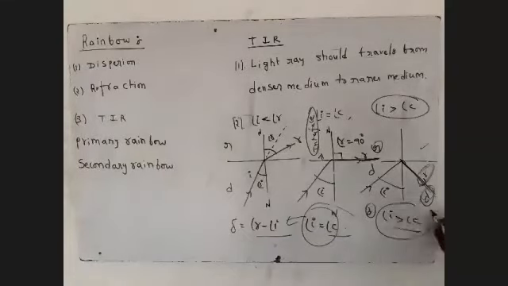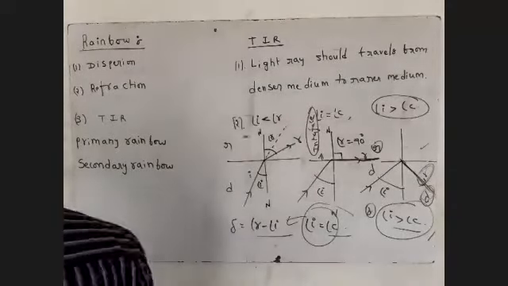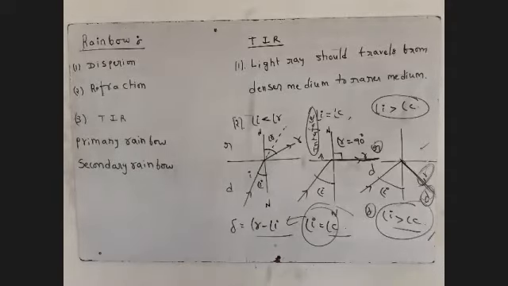In this situation, the angle of incidence is greater than the critical angle. In this situation, total internal reflection takes place. That is the case of total internal reflection. Okay, this is what we call total internal reflection. So now I'm going to explain the primary rainbow and secondary rainbow. These are all key points.